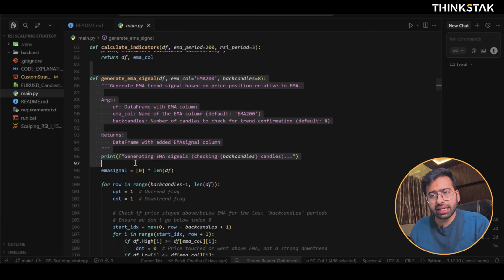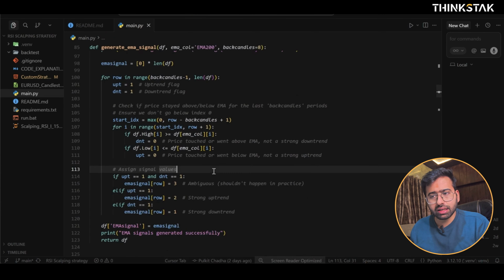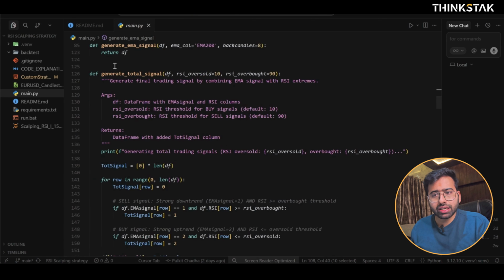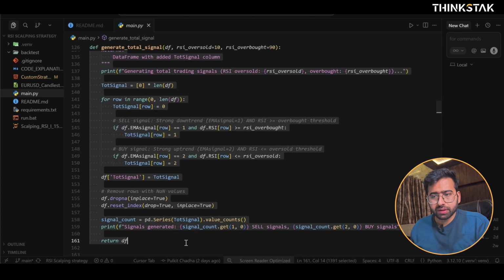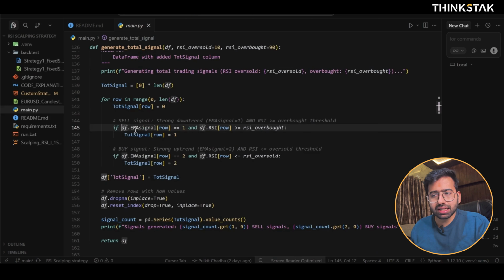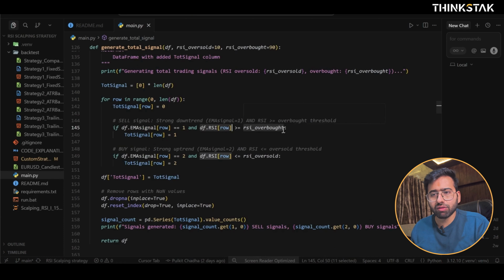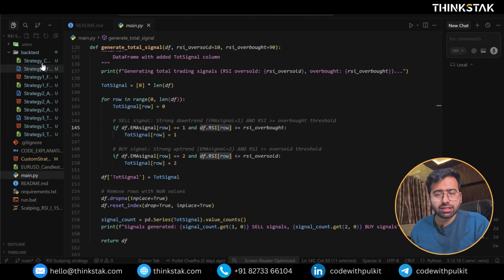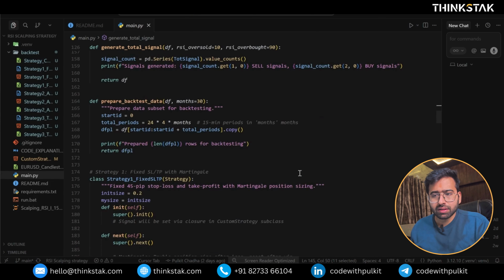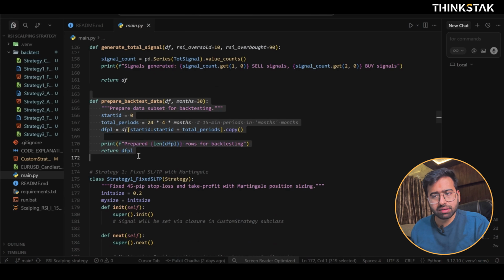Then we are generating the EMA based signals. Here you can see we are checking the high of the candle above EMA column for back candles, like for previous 8 candles. If it is above, then it is a clear uptrend for EMA. Then we are generating the total signals of the strategy based on the EMA signal and checking the RSI value is less than the overbought, and we can see the strategy backtest is also completed. Once we are finished with this, I am going to explain you the results. Then we are preparing the backtest data for backtest after calculating all the signals and things.